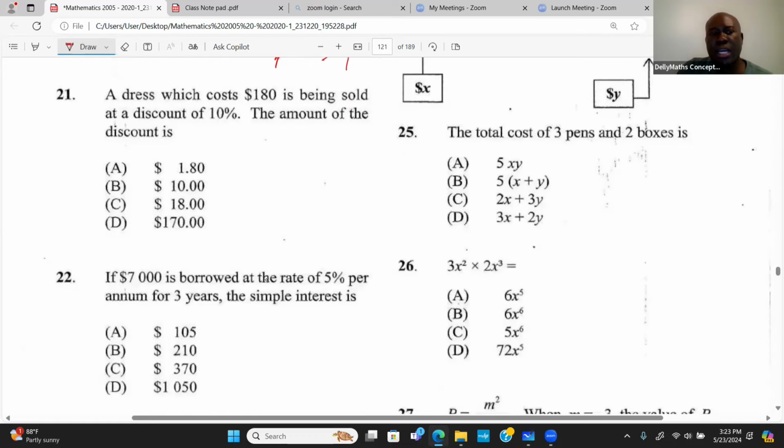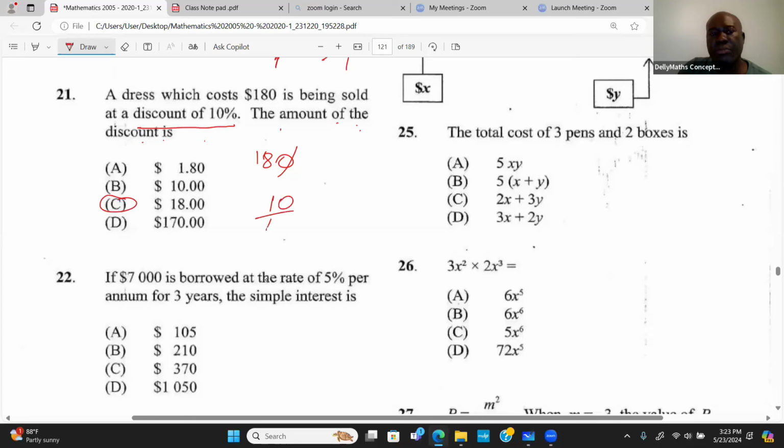A dress which costs 180 is being sold at a discount of 10%. The amount of the discount, be careful. They want the discount. 10% of anything is to just take off a zero at the back. So the answer is actually 18.